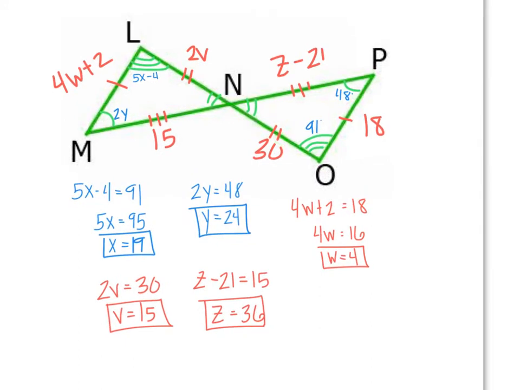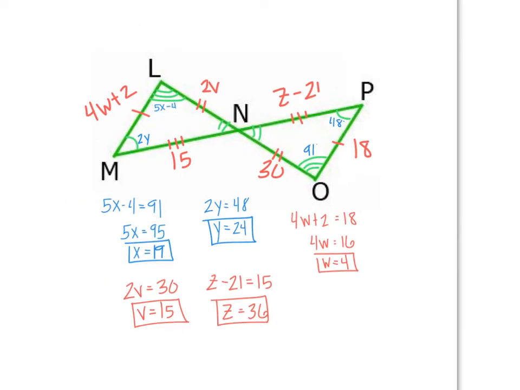So 5x minus 4 equaled 91, and then I solved to find x is 19. 2y equaled 48, so then y is 24. My 4w plus 2 equals 18, so w is 4. My 2v and 30 matched up, so then v would be 15. And z minus 21 matches up with 15. And so my z, I put a line through it so it doesn't look like my 2's. So that is how I would solve this problem.